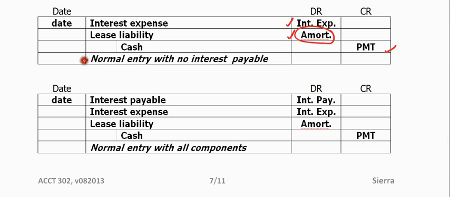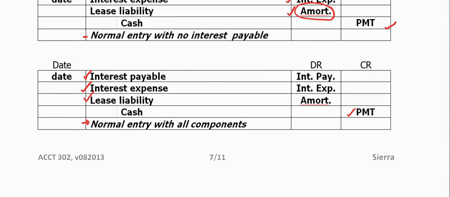Okay, so this one is a normal entry. And here's a normal entry that has all components. So you might have a partial adjustment of interest expense. Part of the payment goes to a payable, and part of it goes to lease liability. And these are things that can happen in all of our accounting, not just lease accounting. If you're accounting for a mortgage or something, so all payable accounting.